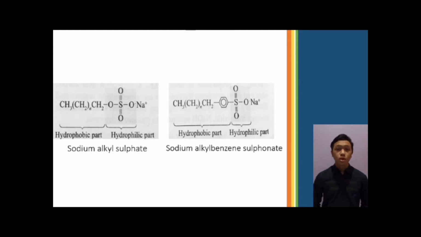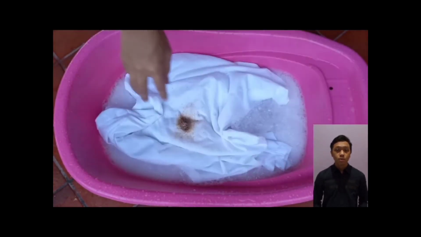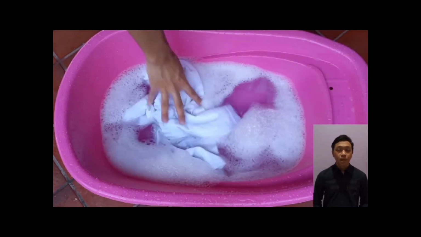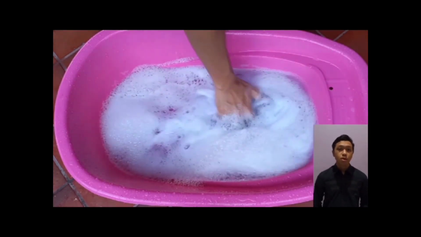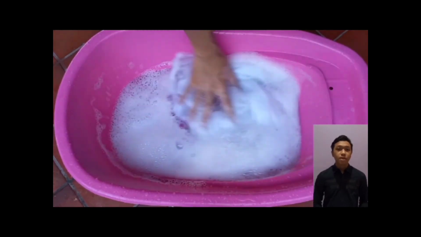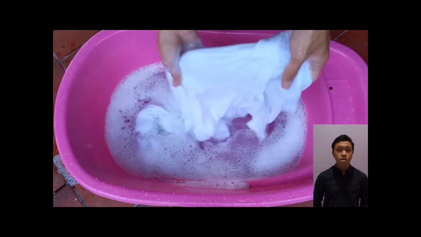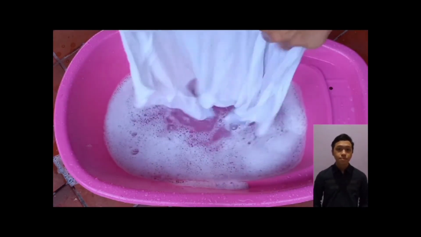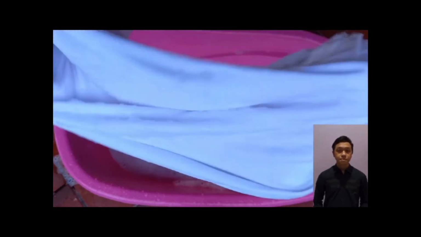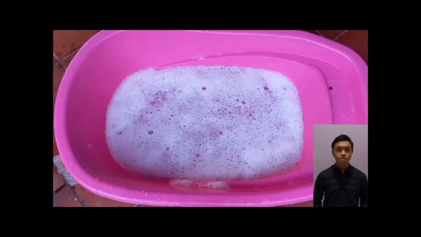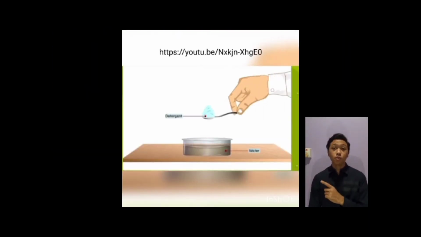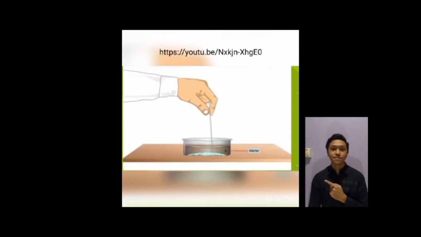Back to the main point, we usually use a washing machine to wash our clothes, but for this project, I will do it manually so that we can see the action and process more clearly. As we can see here, there is a grease stain on the clothes. After around 5 minutes of the clothes being dipped in the detergent solution, the grease stain will disappear. The video right here will show us how the grease stain disappears.